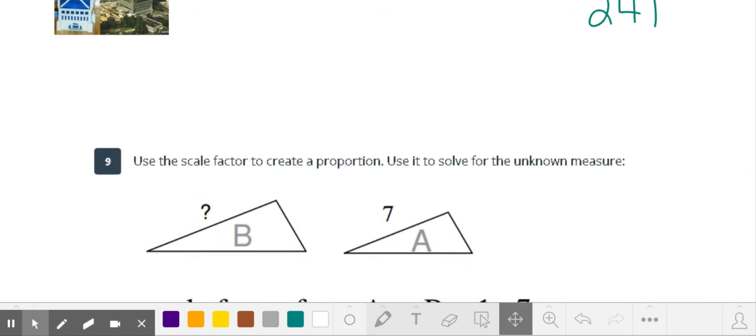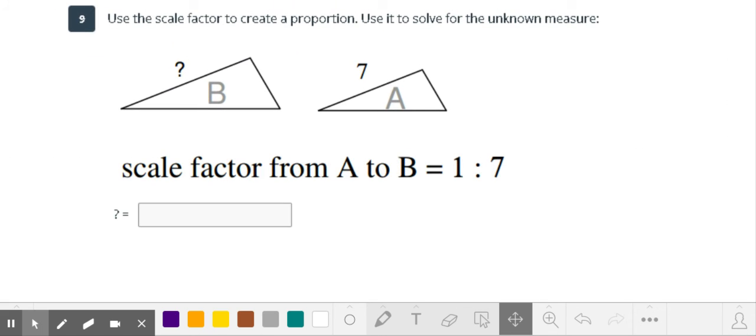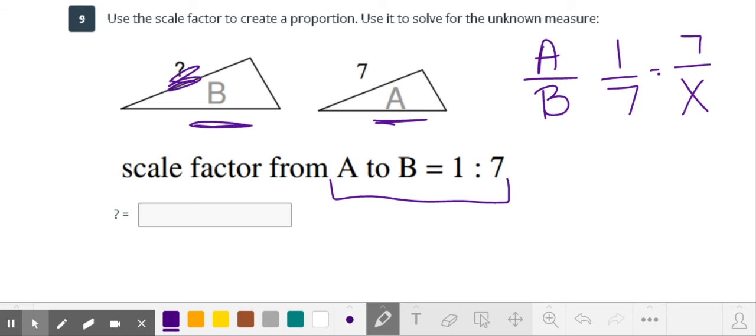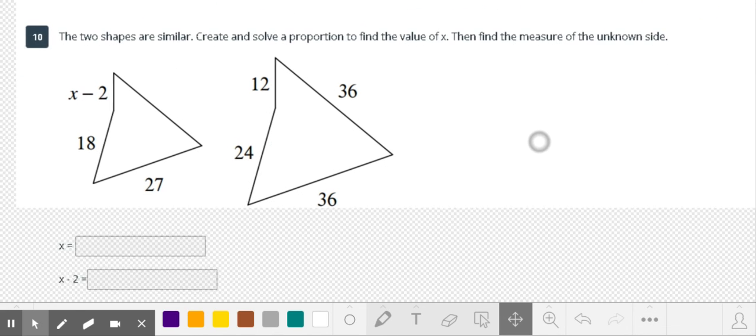Okay, number 9. Use the scale factor to create a proportion. Use it to solve for the unknown measure. Be careful here because the ratio now is from B to A, but they give you the scale factor here, A to B. So I'm going to write A to B here. And from A to B, it's 1 to 7. The missing piece is on B, and the 7 is on A. So you end up getting 49 as your missing piece. They tried to trick you there. Well, I guess it was me that tried to trick you.